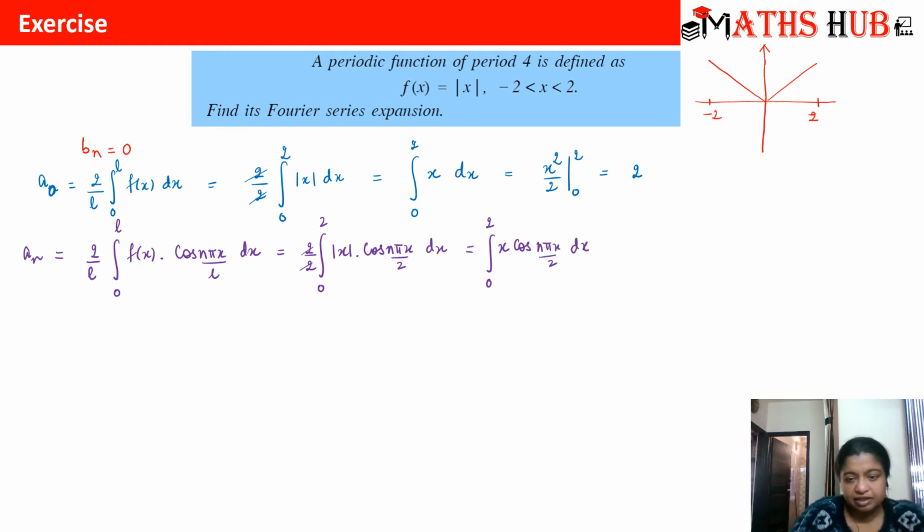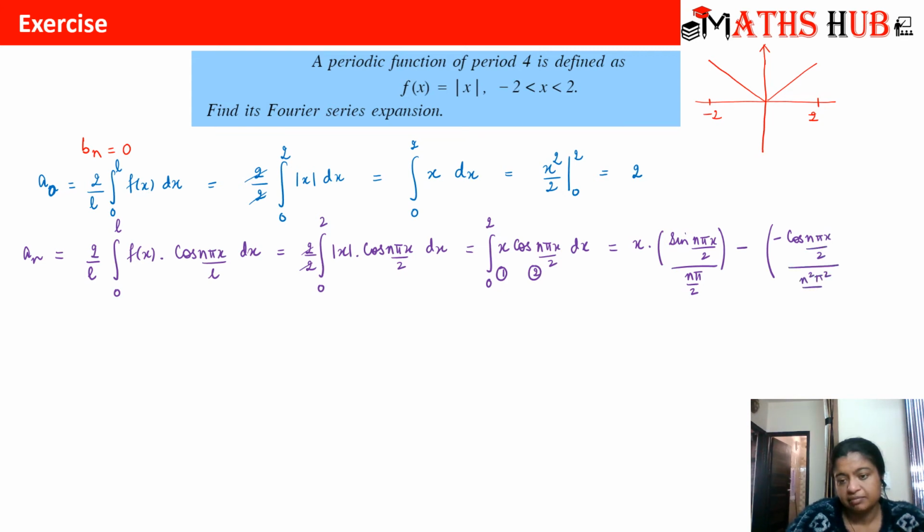Now when we integrate this, what do we get? You need to apply the Bernoulli rule: first function as it is, integration of the second function, that is sine n pi x by 2 divided by n pi by 2. Then we have minus the derivative of x, which is 1, and again the integration of sine n pi x by 2 becomes minus cos n pi x by 2 divided by n square pi square by 2 square, right? And we put down the limits from 0 to 2.